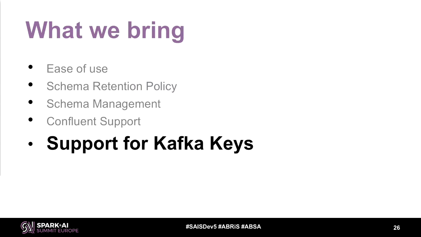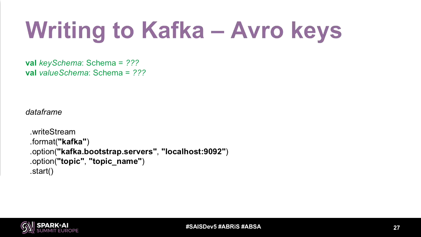Let's now talk about some Kafka-specific things that ABRIS provides. So in Kafka, like I mentioned before, messages are basically key-value pairs. What the key is used for is deciding to which partition the message should be sent. So the key and the value can both be Avro records. So to support this, we have both a key and a value schema.